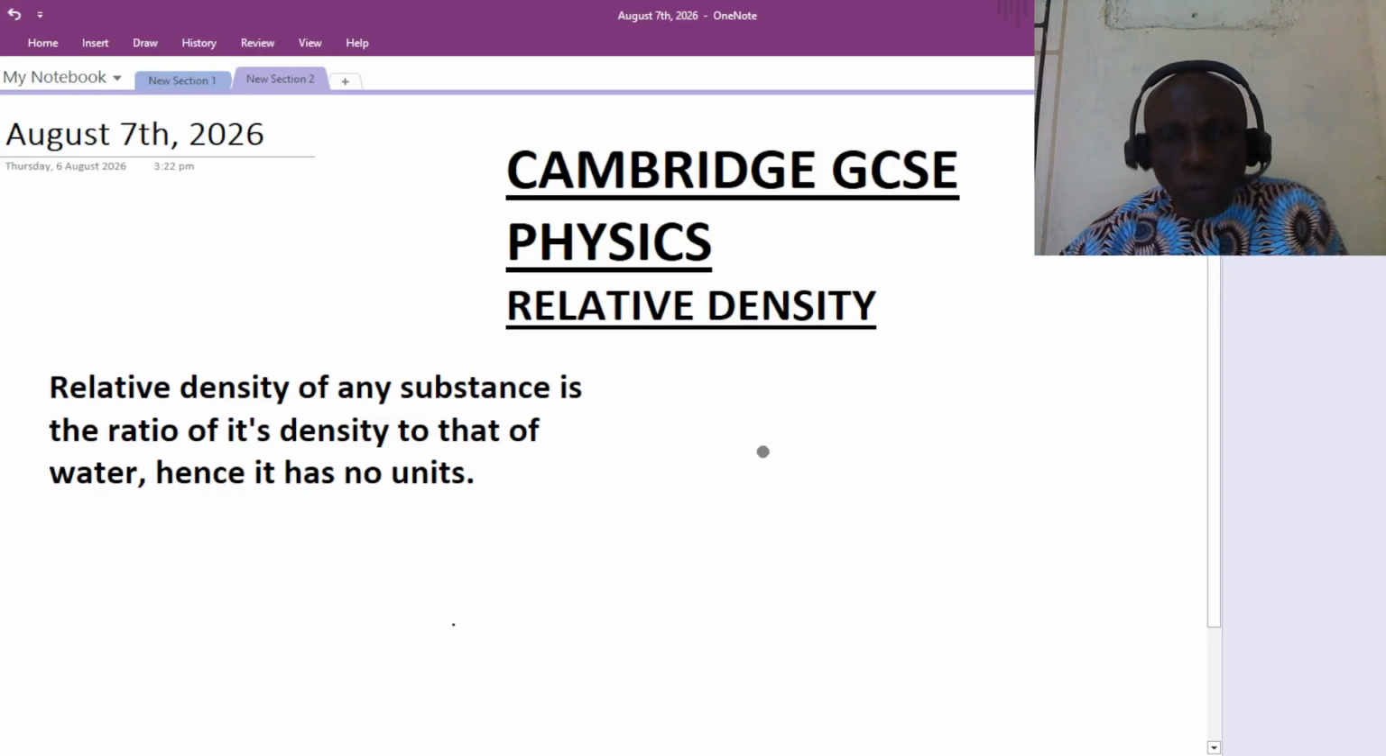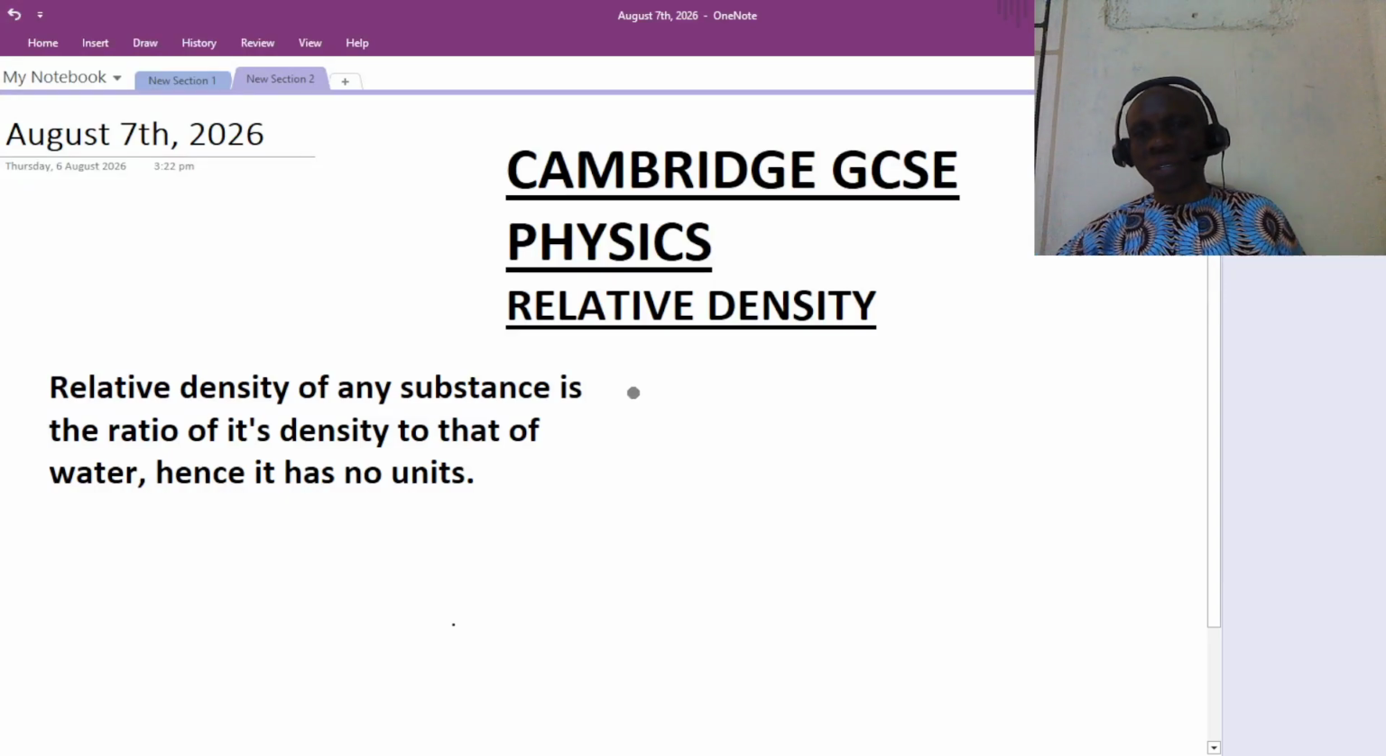Today's class will be a quick one. We are looking at relative density. This is listed in the Cambridge curriculum, but I want to say here that relative density, as far as physics is concerned, is listed in other curricula as well. Now, the key thing here is relative.